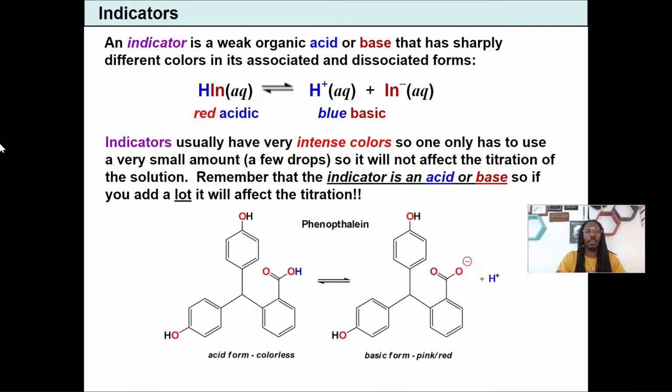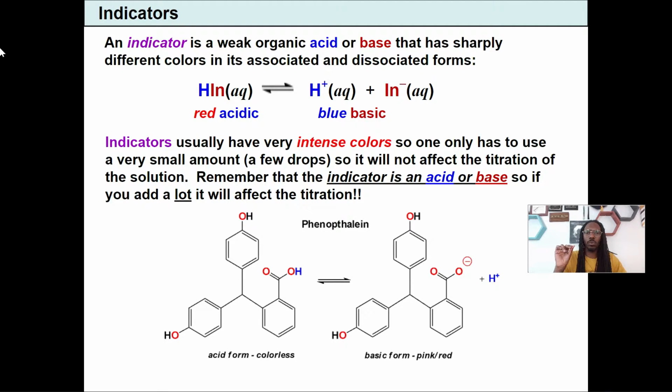Let's talk about indicators, right? Indicators are generally going to be weak organic acids or bases. Okay, and basically once we reach that point in our reaction to where we reach the equivalence point, that's where we see our indicator change the type of color. So for instance, the indicator could start off as red, but once it reaches that equivalence point, it turns to a whole different color, in this case, blue. It just depends on the type of indicator you use. But yeah, we're going to see this intense color change for when we reach that equivalence point.